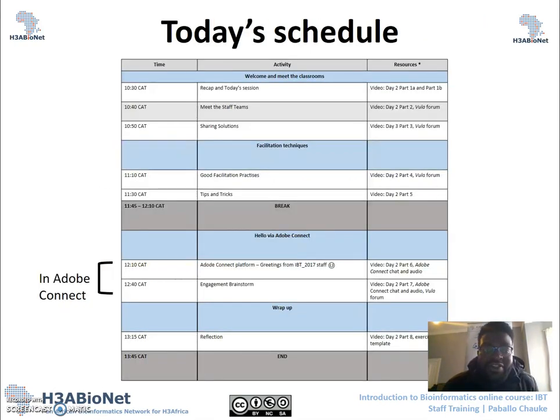Today's schedule is as follows. From 10:30, as we already did in the previous video, day 2, part 1A, we had a recap of the previous day's training, day 1, what we covered in that day. We're going to meet the staff teams, and the resources that we're going to be using are in this column here.